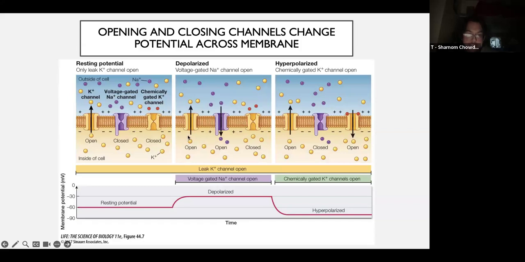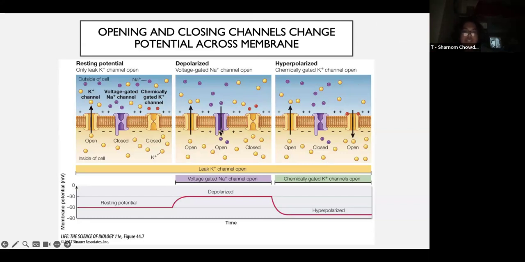Then depolarization occurs. Once the membrane reaches threshold, I'm sure you guys have heard that action potentials are all or nothing, and that's true. You have to reach threshold. Once it reaches threshold, an action potential will definitely occur. So once threshold is reached, an action potential occurs where voltage gated sodium channels open.